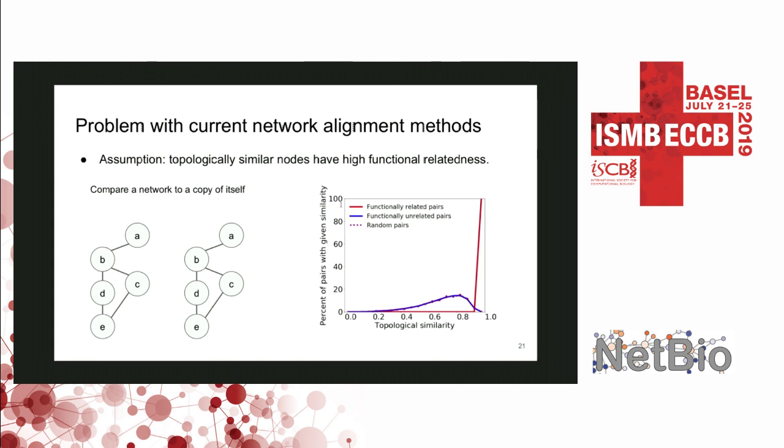Now, the more interesting part is if we compare a network to a 20% dissimilar version, which basically means that they're 80% similar in the sense that they're sharing 4 out of their 5 edges. And now, again, we perform similar analysis as before, looking at the similarities, and we find that the functionally related pairs are actually only slightly more similar to each other than they are to the functionally unrelated pairs. Basically saying, if we were to align the most topologically similar pairs, there's not actually a very high chance that they would be functionally related. So basically, this assumption does not hold very well.